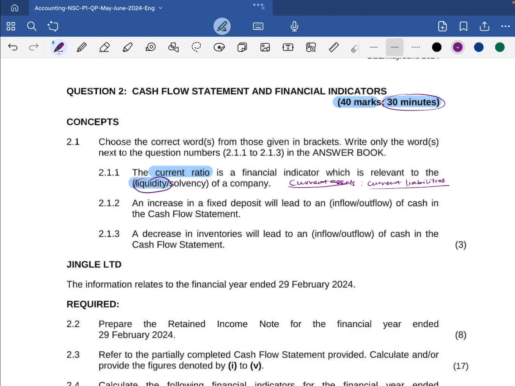And then the second one talks about an increase in a fixed deposit will lead to an inflow or outflow of cash in the cash flow statement. Now, in this case, we are taking money from the business and depositing it with the bank, so we are basically investing it with the intention of earning interest. If we're taking cash from our bank account and giving it to a banker to invest, it is going to be an outflow.